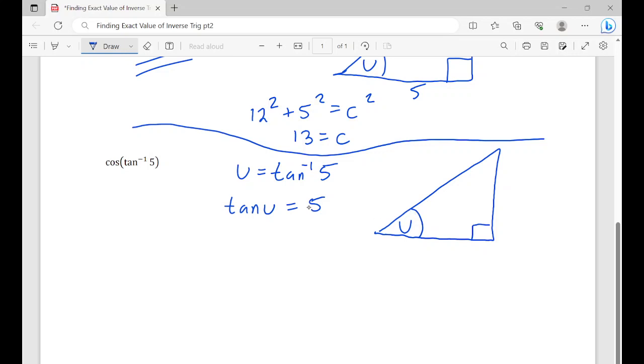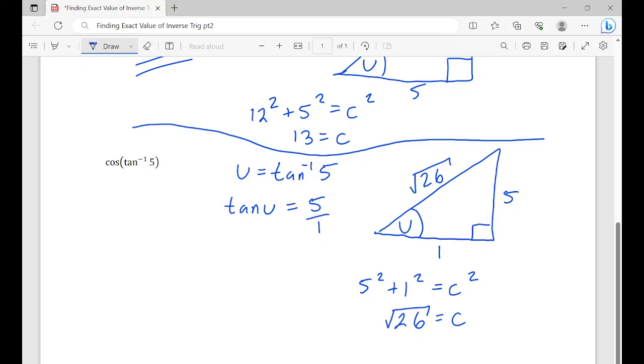I'm going to fill it out, and I know that tangent is just opposite over adjacent. All I have is a 5, but I never forget that a whole number is just itself over 1. So 5 over 1. And I can get the hypotenuse by Pythagorean theorem. So 5 squared plus 1 squared equals c squared. And I work this out, I'm going to end up with root 26 equals c. So hypotenuse is root 26.